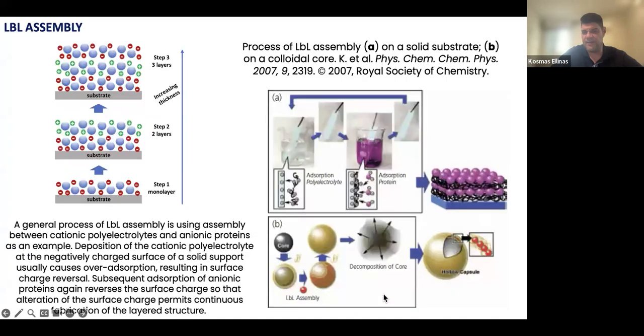And you can do it on particles. Here you can see that we start with the core, we go to the first layer, the second layer, the third layer, and so on and so forth. Or you can do it on a surface. So it is a very nice method to either coat surfaces or functionalize and coat particles or other objects.